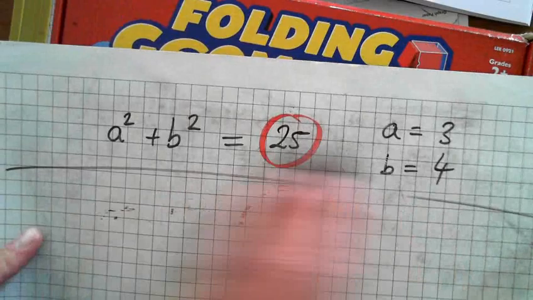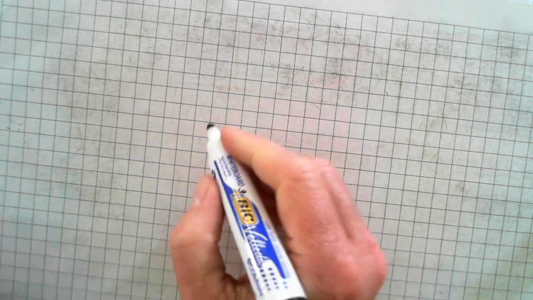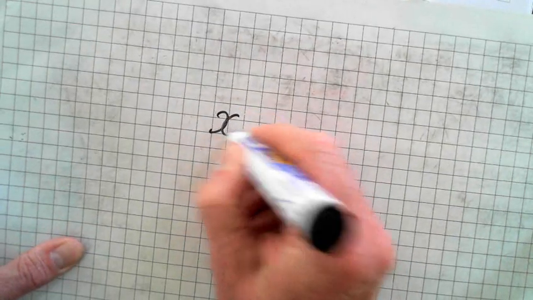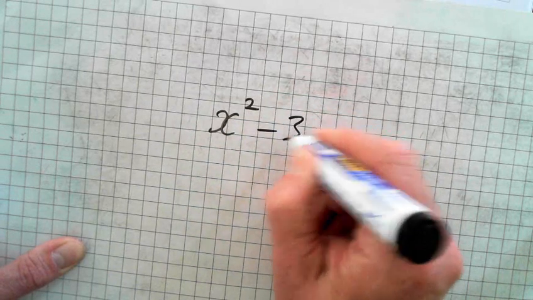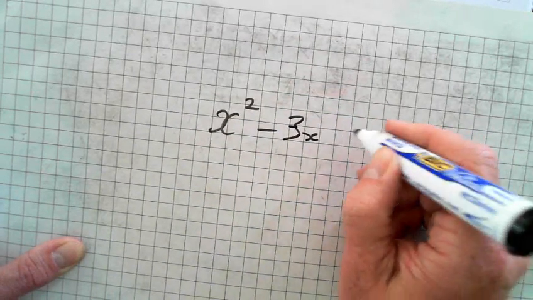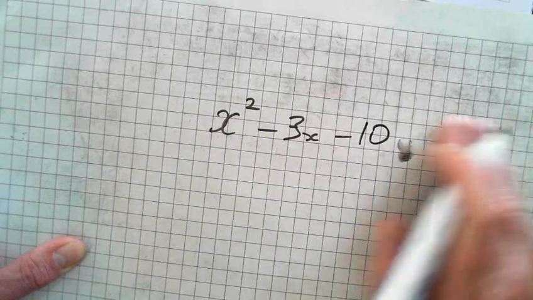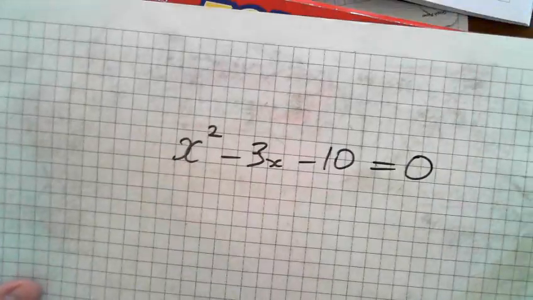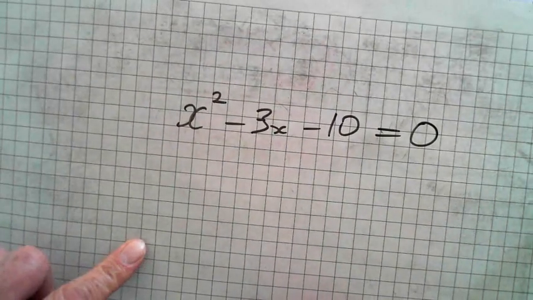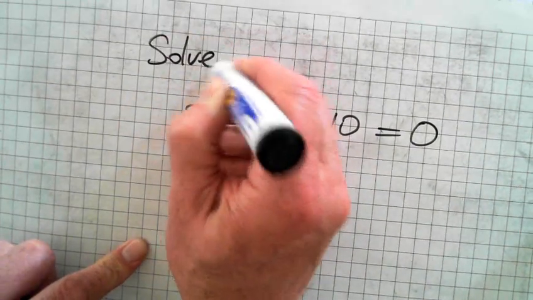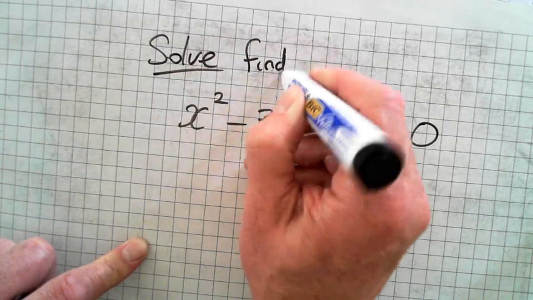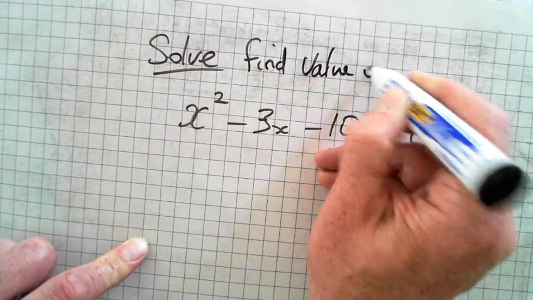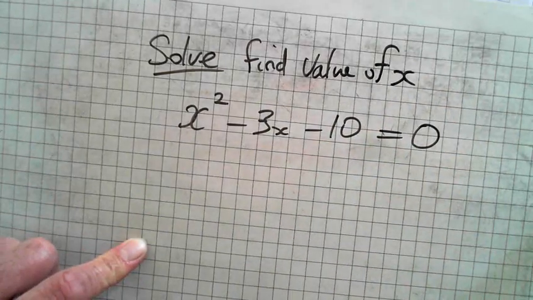Right, the next question. So more algebra. This is a quadratic equation: x squared minus 3x minus 10 is equal to 0. If you're asked to solve, it means you're going to find the value of x. That's what solve means.